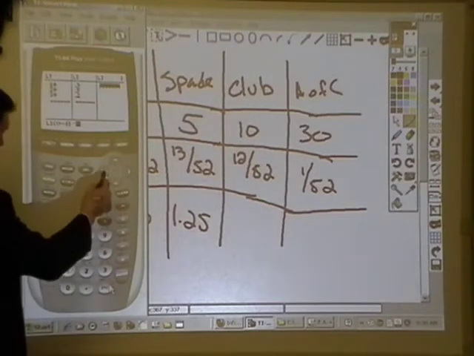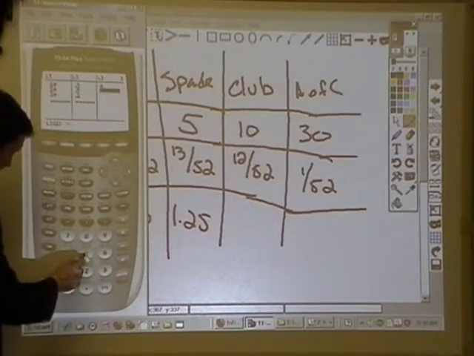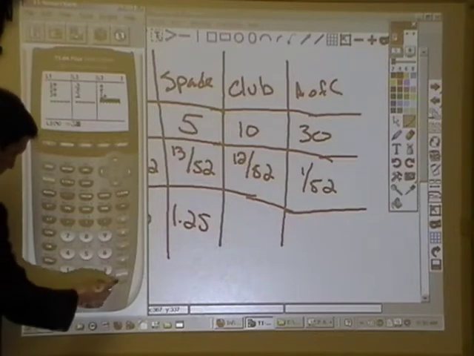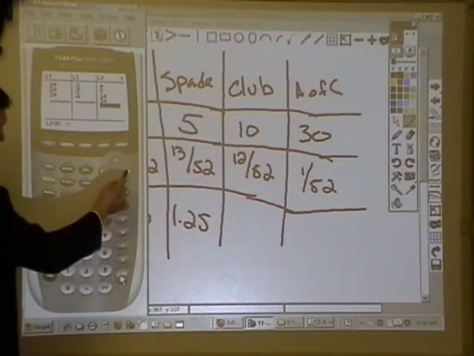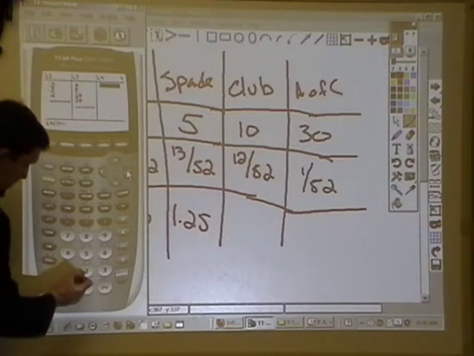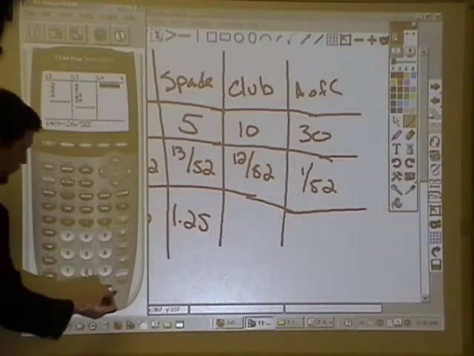I don't know why I have that minus something there. I hate when that happens. Okay, 0, 5, 10, and 30. Alright, so what do I put in L4? Well, I'll just put it in exactly as I see it. It is 26 divided by 52. That's fine. It will do the division for me.